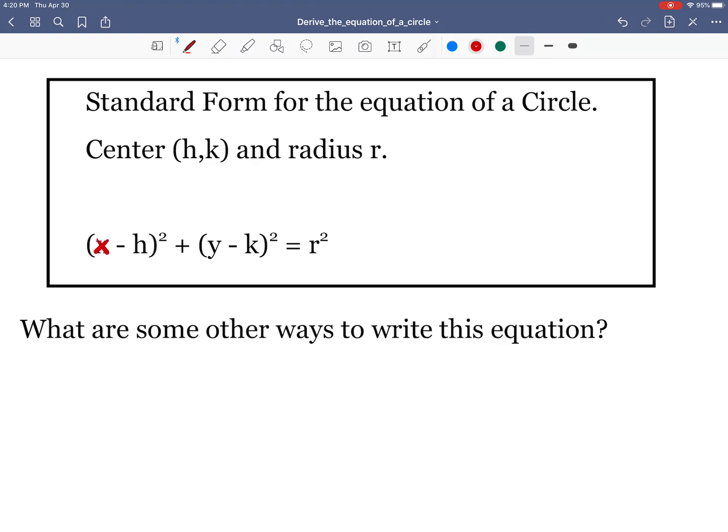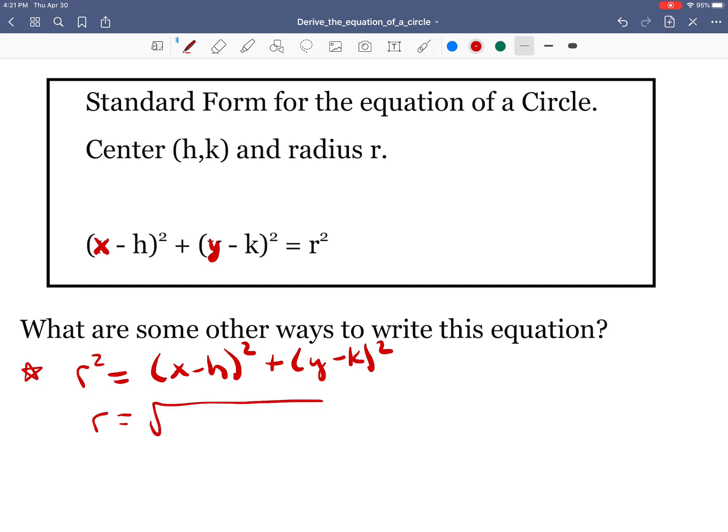Keep in mind this x and the y are the only two variables you'll see when you're dealing with a specific circle. Now, some other ways to write this equation, you might see that the r squared is on the left side. So you certainly could see this, and that would be equivalent. I definitely would not be upset. That would still be standard form. So this one's okay.